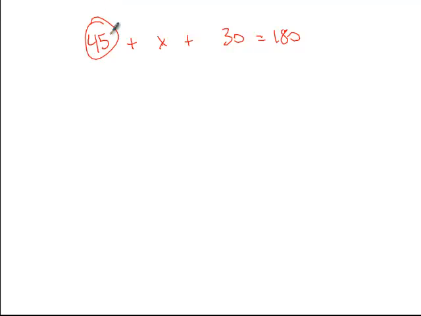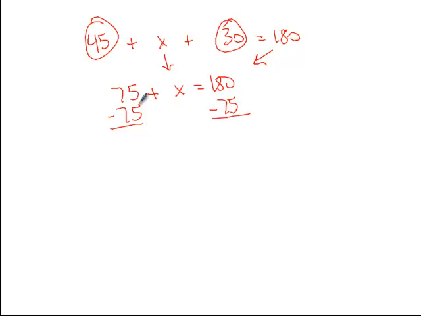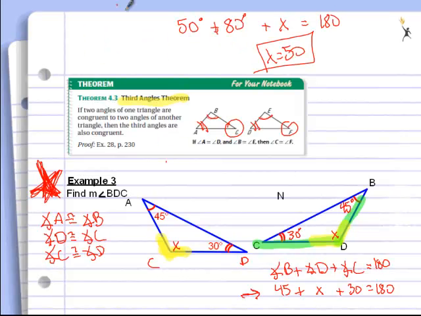Now I'm going to combine like terms. These are like terms. 45 and 30 is 75. Drop everything else down we didn't use. Now I can simplify this by subtracting 75 from both sides. 180 minus 75, well, that's 105. And I found out that x is 105. But I'm not worried about x, I'm worried about angle BDC. I used x to represent BDC, so I can say that angle BDC is 105 degrees.